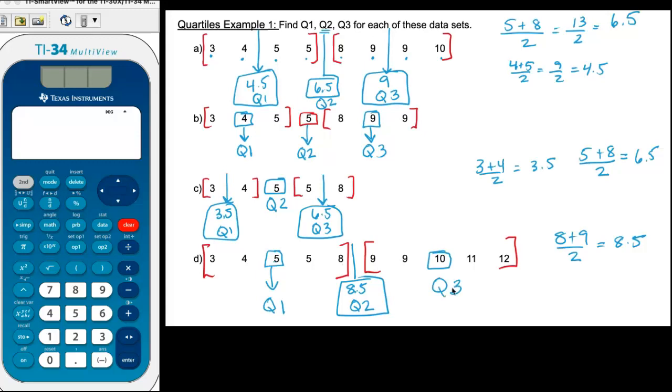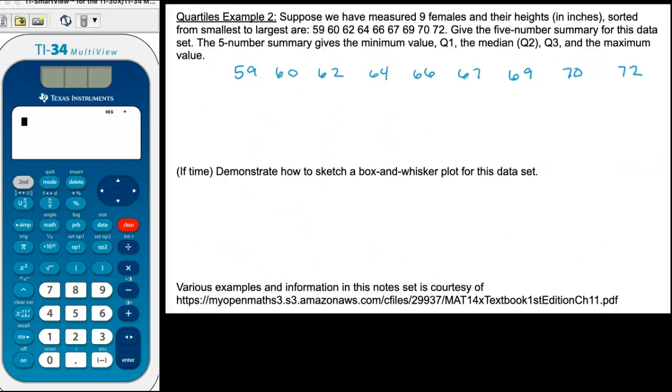Okay, so let's do one more example. Suppose we have measured 9 females and their heights in inches, sorted from smallest to largest. And I've got their inches listed here. Give the 5-number summary for this data set. The 5-number summary gives the minimum, so these are the 5 numbers: the minimum value, Q1, the median, which is Q2, Q3, and the max. So the 5-number summary are basically those numbers listed out. And so I'm just going to identify what they all are here.